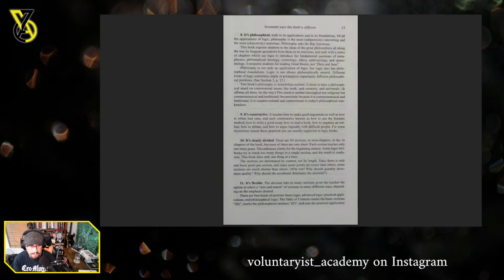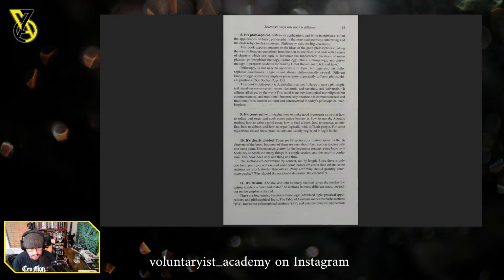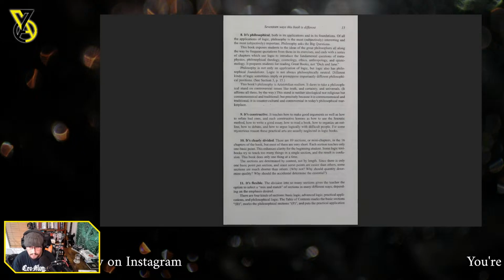Number 10, it's clearly divided. There are 89 sections, or mini chapters, in the 16 chapters of this book. But most of them are very short. Each section teaches only one basic point. This enhances clarity for the beginning student. Some logic textbooks try to teach too many things in a single section, and the result is confusion. This book does only one thing at a time.